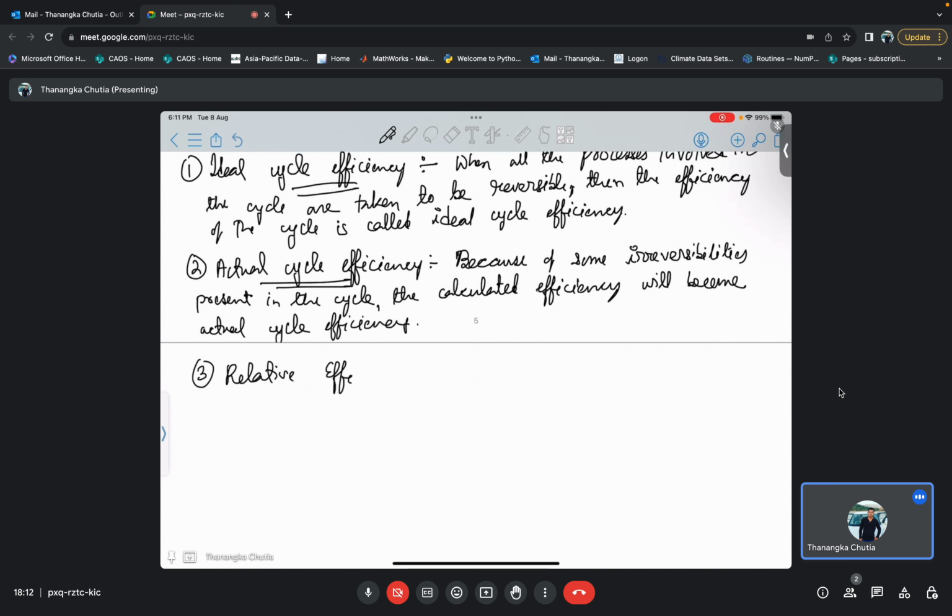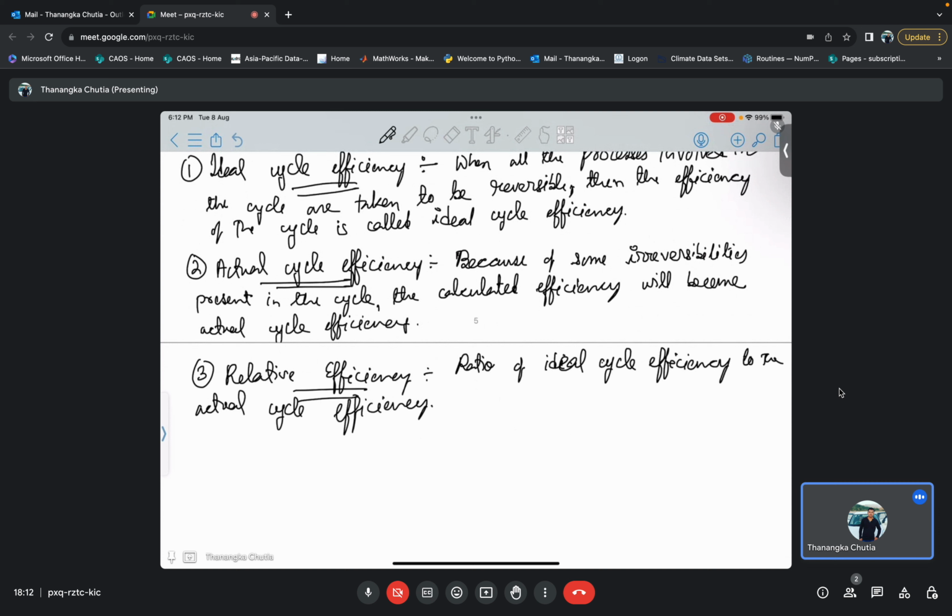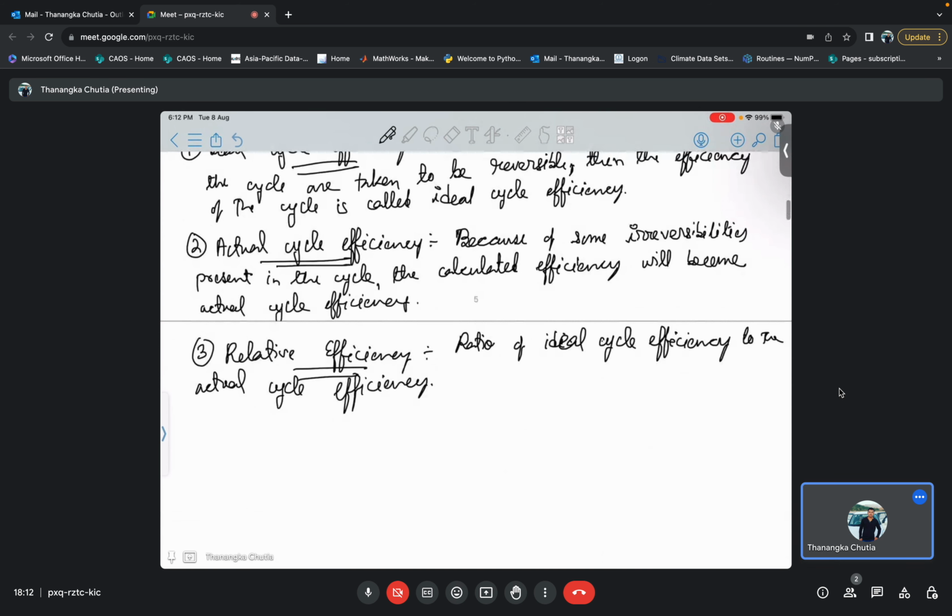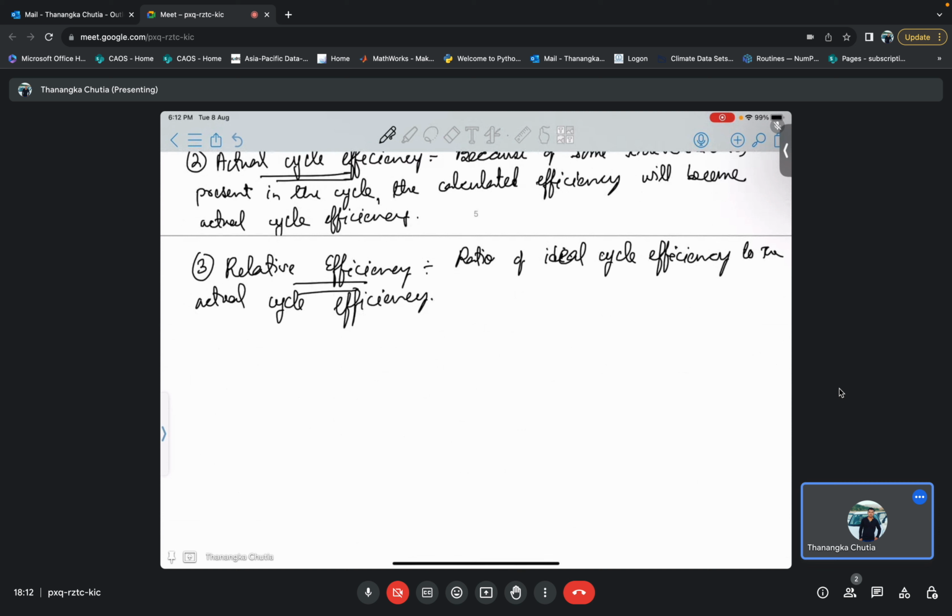Then the third is relative efficiency, and relative efficiency is nothing but the ratio of the ideal cycle efficiency to the actual cycle efficiency. So then the next is your work ratio.